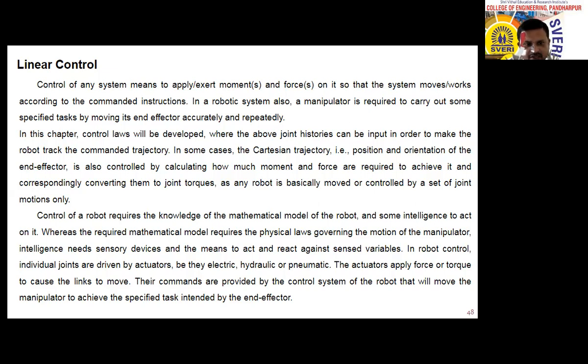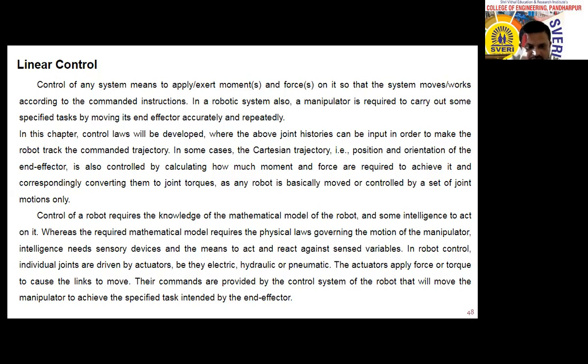Therefore, in this chapter, control laws will be developed where the above joint histories can be input in order to make the robot track the commanded trajectory. In some cases, Cartesian trajectory, that is position and orientation of the end effector, is also controlled by calculating how much moment and force are required to achieve it and correspondingly converting them to joint torques, as any robot is basically moved or controlled by a set of joint motions only.